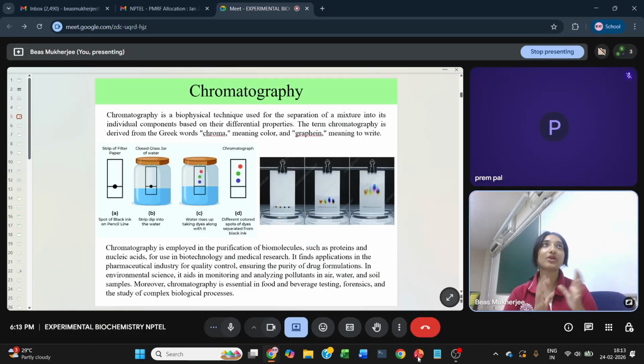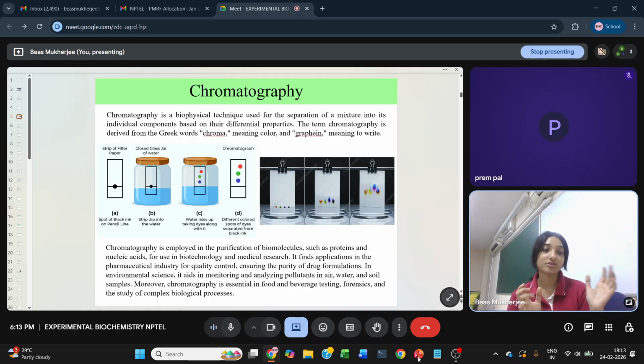Okay, so let's try to understand. Chromatography is a very important technique, and it is a very interesting technique. All you need to do is just try to understand it, and you'll be able to solve questions based on this. It's very simple, very interesting, a little complicated at places, but it's okay, we can manage. Okay, so what is chroma?